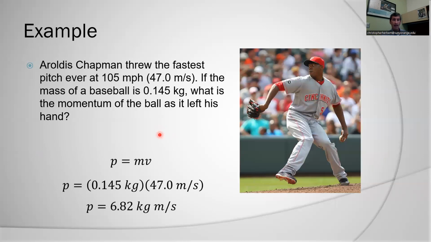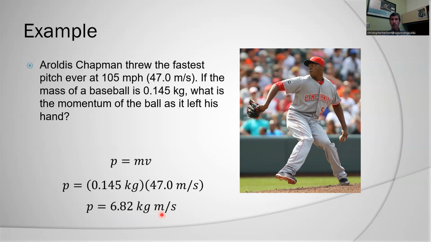The mass of a baseball is 145 grams. We multiply that times the magnitude of the velocity, the speed. We get a magnitude for the momentum of 6.82 kilograms meters per second. Fairly easy object to stop because it doesn't have all that much momentum.